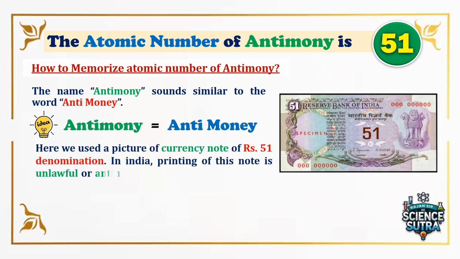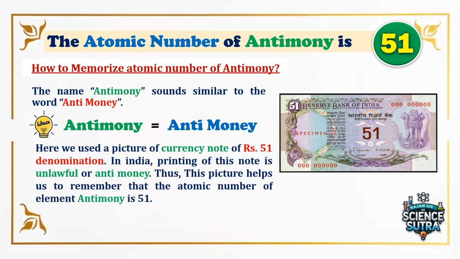Okay. So here we used a picture of currency note of rupees 51 denomination. Friends, have you ever seen this type of note in India? No. If no, why no? Because in India, printing of this note is unlawful, or we can say that printing of this note is anti-money. Anti means against. So this is against the rules of government of India. Nobody can print such notes. Okay. So this picture helps us to remember that atomic number of element antimony is 51.